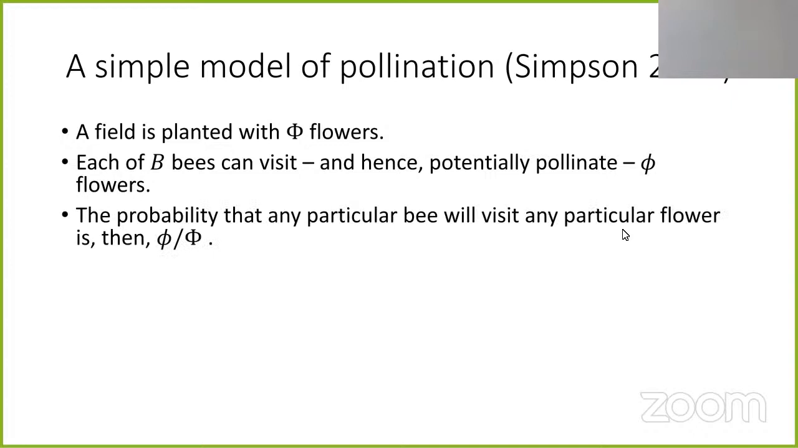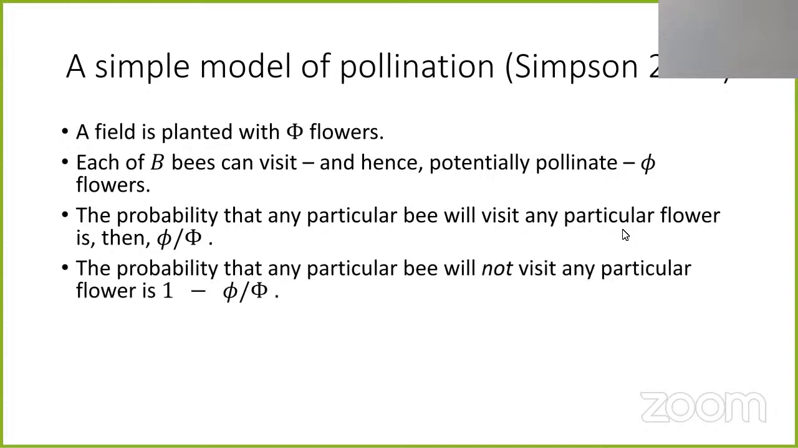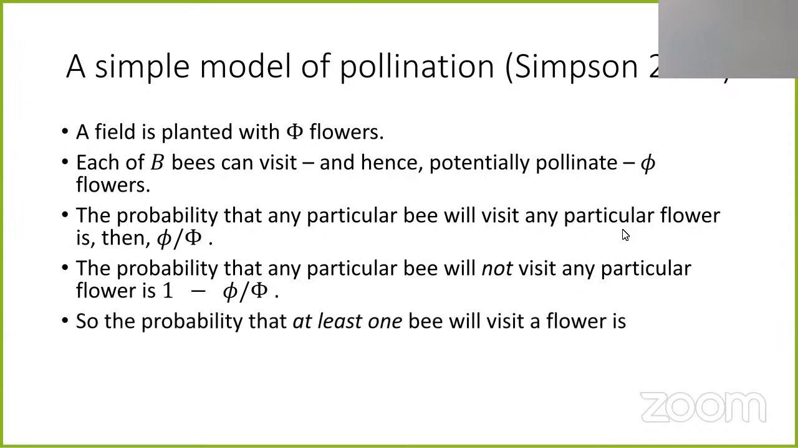Okay, that means that the probability that any particular bee is going to land on any particular flower is the number of flowers a bee visits divided by the total number of flowers. Incidentally, I'm also skipping over another little factoid here: if you're a bee, you've got to pick up pollen from one flower before you deposit it on another. But let's suppose that these bees have already picked up their pollen and now they're on their way to other flowers. That means that the probability that any particular bee will not visit any particular flower is one minus the proportion of flowers it visits.